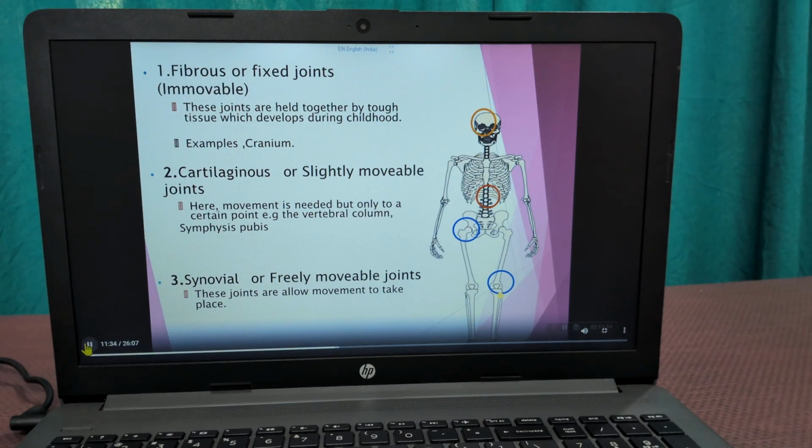Alright. So these are the only type of joints which have a cavity, and that cavity is filled with what? Filled with synovial fluid. Alright.